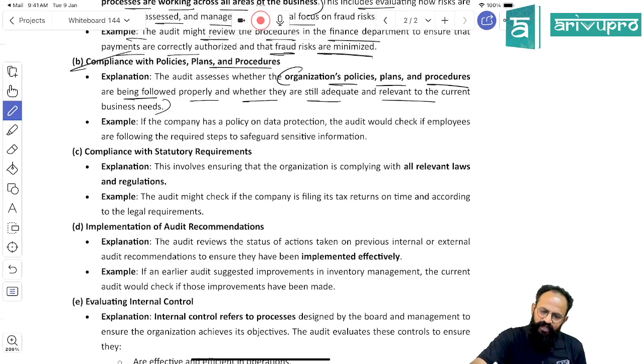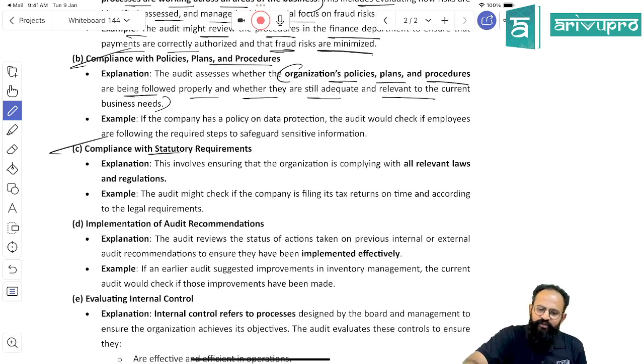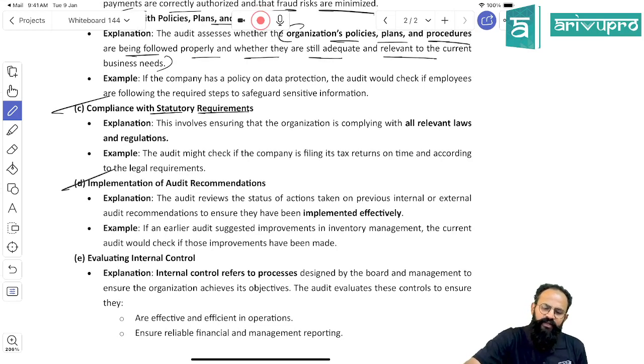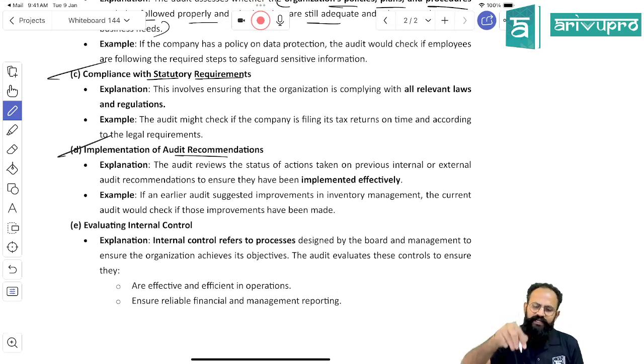Okay. Compliance with statutory requirements. Statutory requirements are nothing but making sure that whatever the regulatory requirements are, imagine it can be like GST filings, income tax filings, or your financial statements or your annual returns. Whatever all these are, whether all these are being done properly or not, that is also one of your objectives, statutory requirements. Next one, implementation of audit recommendations.